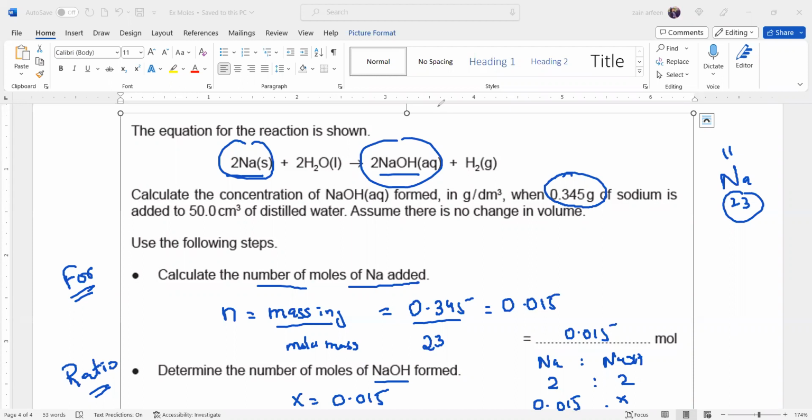Because it's a cross multiply, 0.015 multiplied by 2, and 2 multiplied by X. So this will be 2X equals 0.015 times 2. And if you need X, X equals 0.015 times 2 divided by 2. So it won't make a difference. You will get the same answer. Is it clear, the first two parts? Anyone having a doubt or a question?